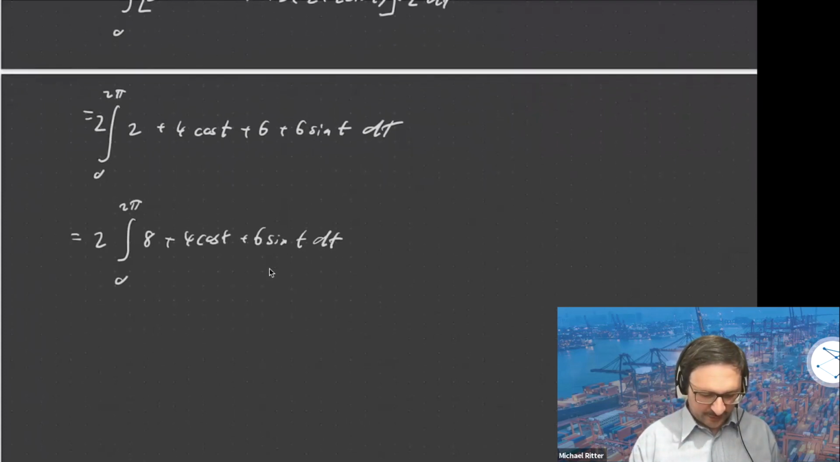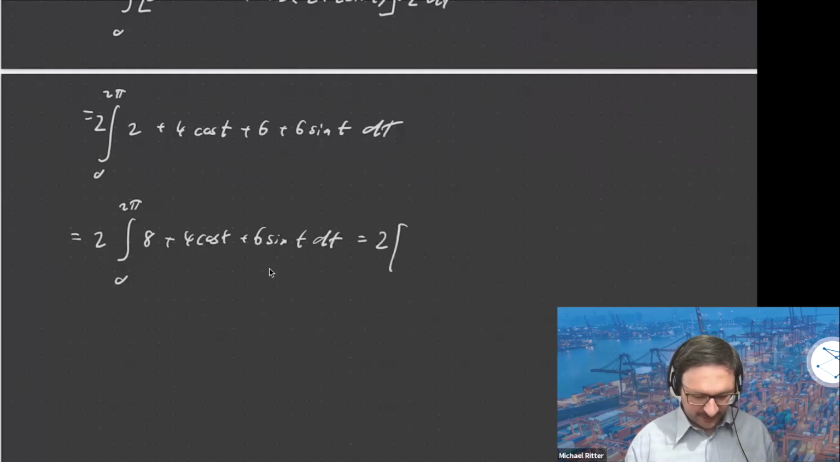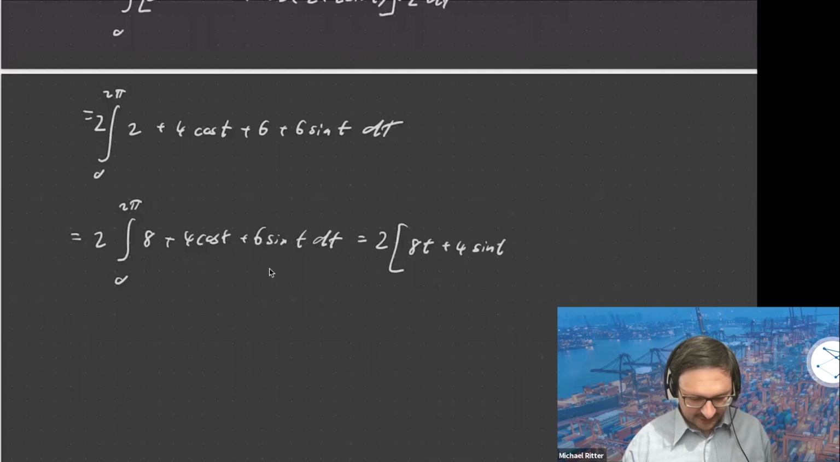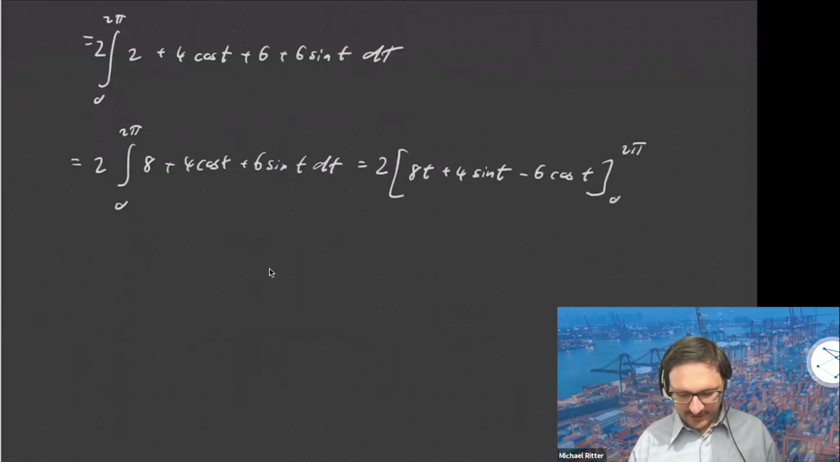So we can integrate that one. That is 2. And then 8 is integrated to 8t. Then we get to the cosine of t. The integral of the cosine is the sine of t. So we have plus 4 times sine of t. And the integral of the sine is the negative cosine. So we have minus 6 cosine of t. Bounds from 0 to 2 pi.